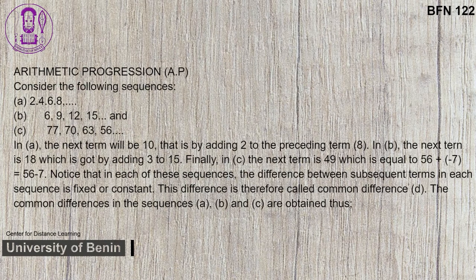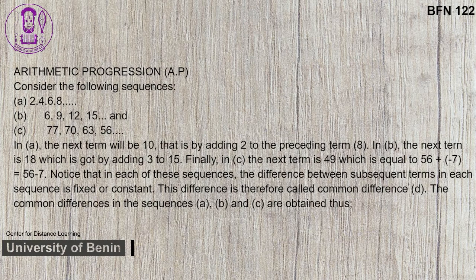Arithmetic progression, AP. Consider the following sequences: A, 2, 4, 6, 8; B, 6, 9, 12, 15; and C, 77, 70, 63, 56. In A, the next term will be 10, that is by adding 2 to the preceding term, 8. In B, the next term is 18, which is got by adding 3 to 15. Finally, in C, the next term is 49, which is equal to 56 plus minus 7, equals 56 minus 7.